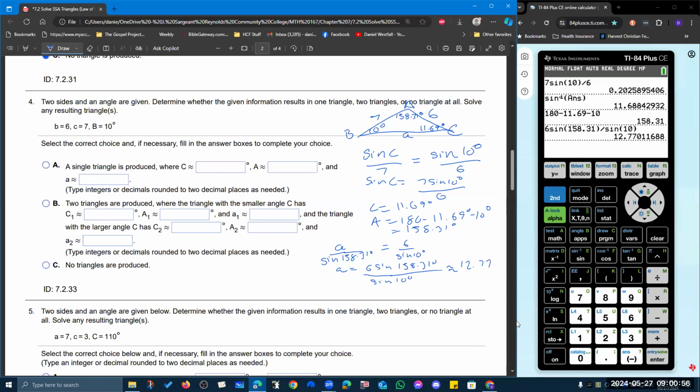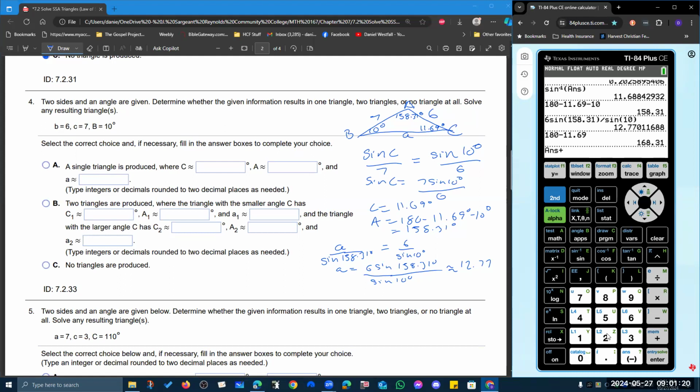Now the question is, is there another angle that is going to be able to give me a second triangle? I think there might be in this case. We're going to see. So 180 minus 11.69. Then we're going to add that to the 10 that we were given, and that's less than 180 degrees. So yes, there are two triangles.